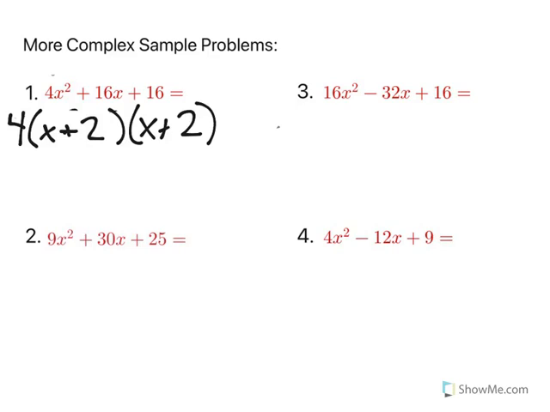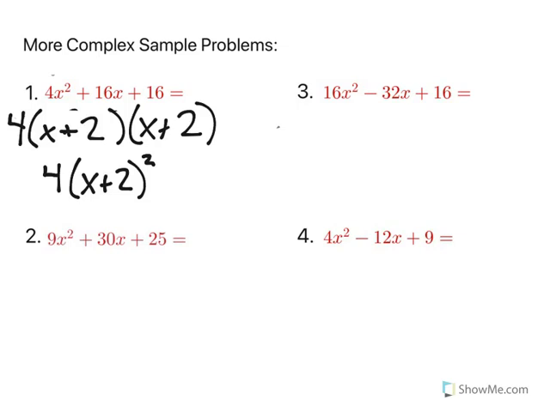Another way that some students may write this is the 4, and then x plus 2 with an exponent of 2. That would say that everything in that parenthesis has to happen twice, and therefore you would still end up getting the same answer in the end, because exponents must be done first, following order of operations.